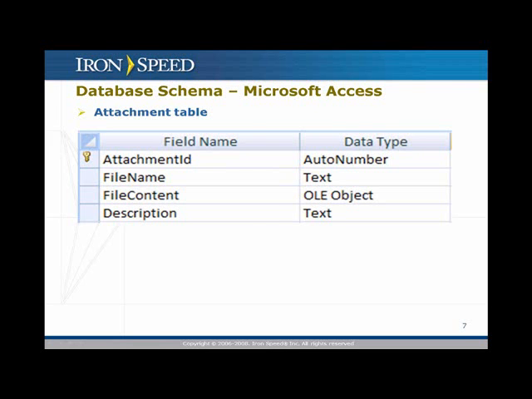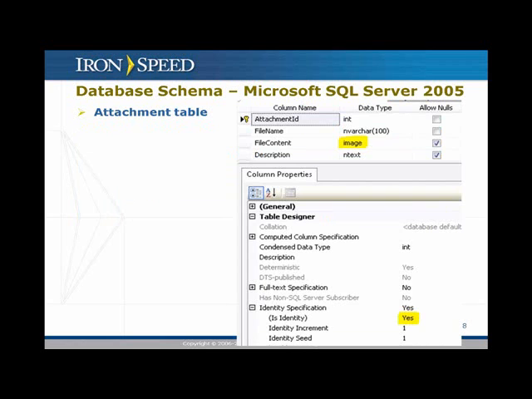So here's exactly how that looks in SQL Server 2005, for example. In the case of the file content, the same kind of schema would have an image data type, and make sure that the attachment ID is set up as an identity. So that's how the schema is in SQL Server 2005.